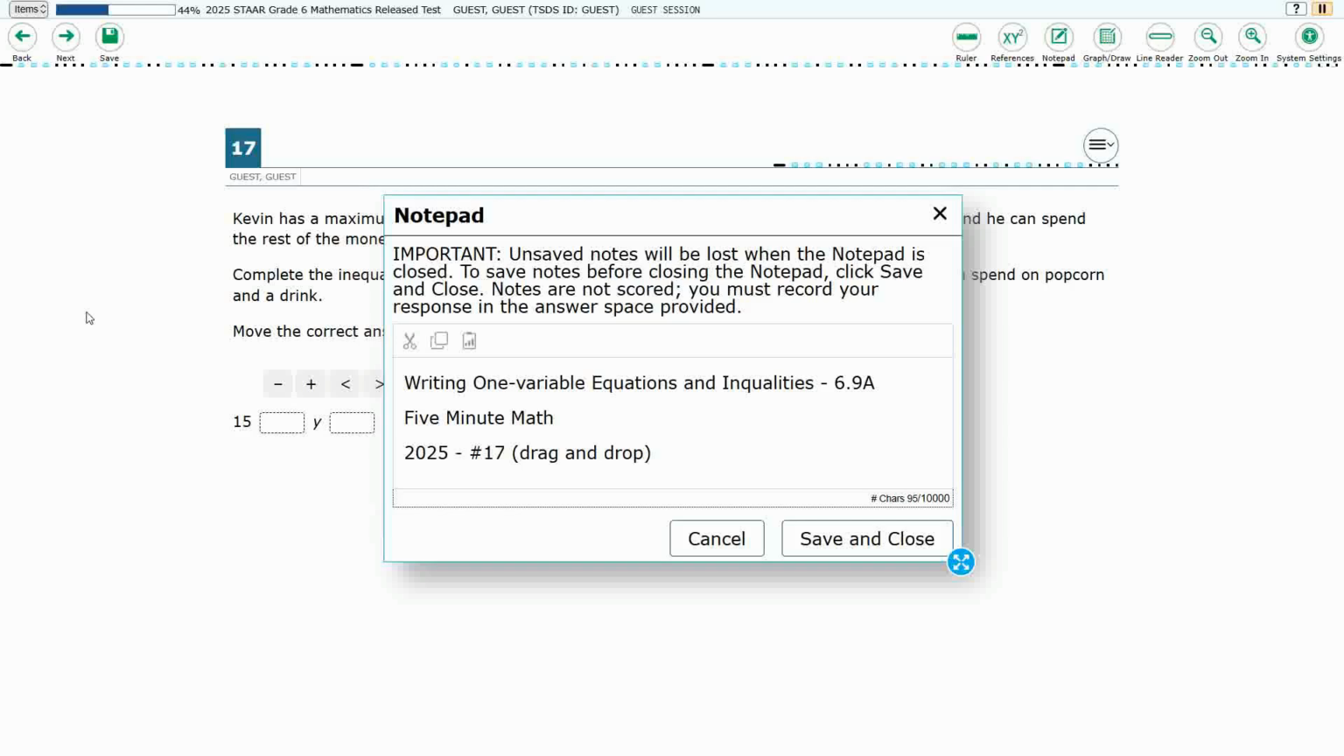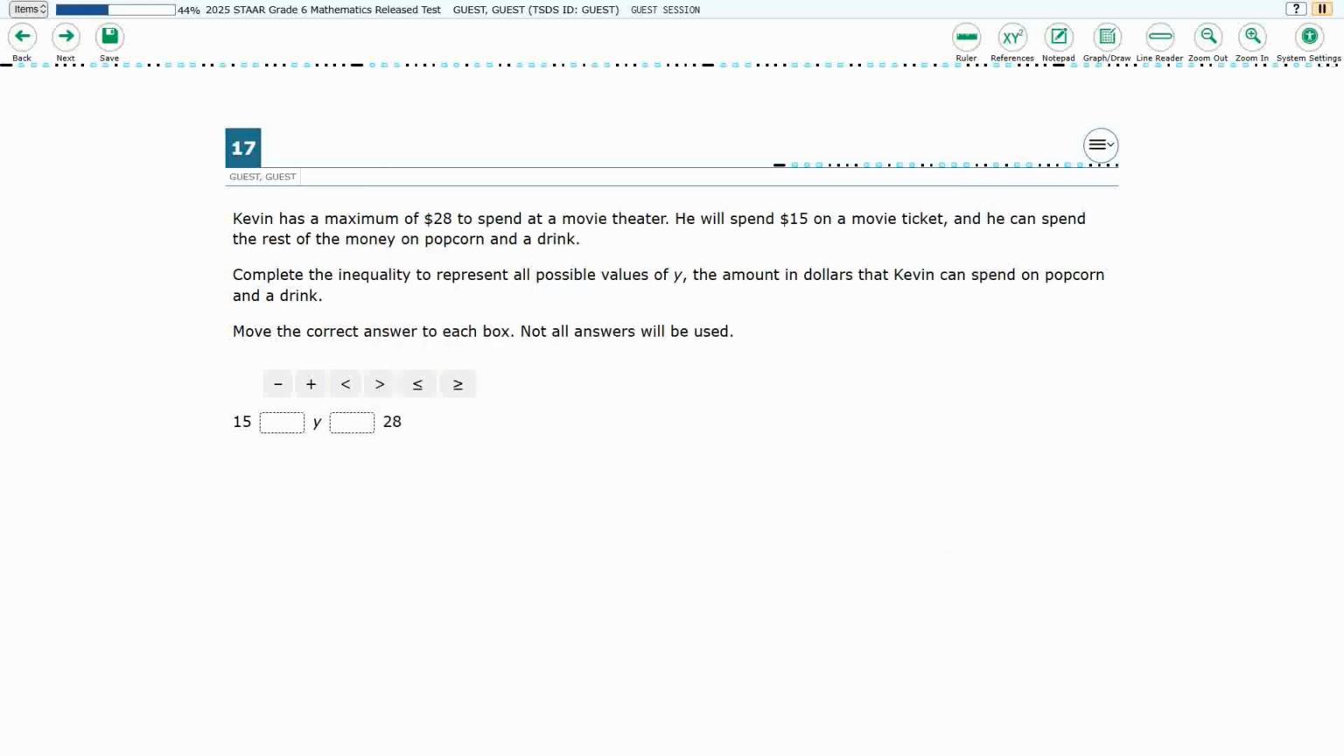Today we are looking at the sixth grade concept of writing one variable equations and inequalities. This is standard 6.9a in the great state of Texas, and we are using item number 17 of the 2025 released STAAR test. This is a new item type called drag and drop. If you haven't done so already, please take a moment to pause the video, work this problem out on your own, unpause it, and we will look at our answers together.